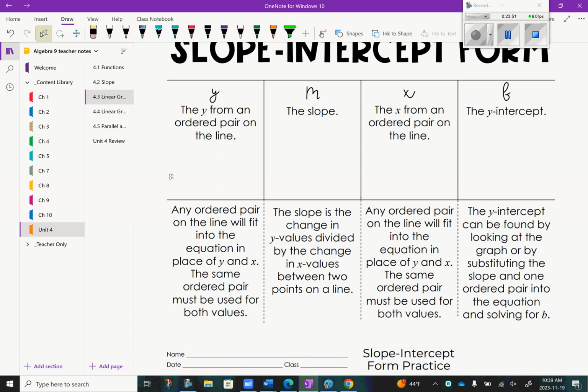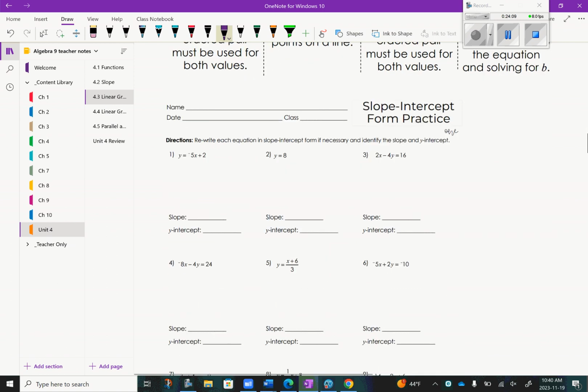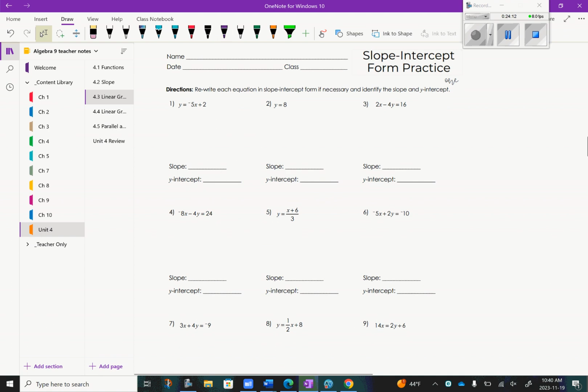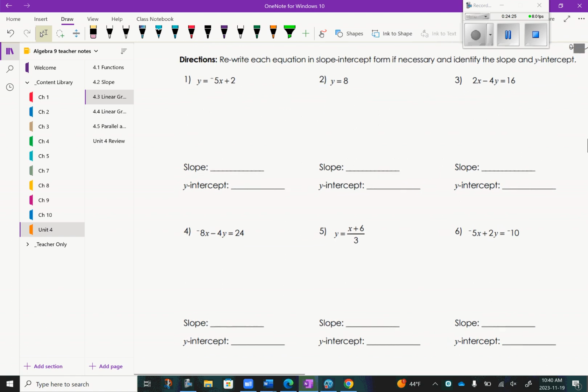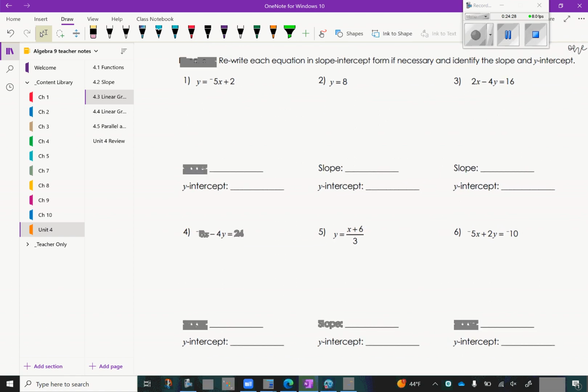So again, m is slope. It's from French. Don't worry too much about that. B is going to be our y-intercept. For our practice here, we're going to rewrite each equation in slope-intercept form if necessary and identify the slope and the y-intercept. Let me zoom in just a little bit, make that easier.